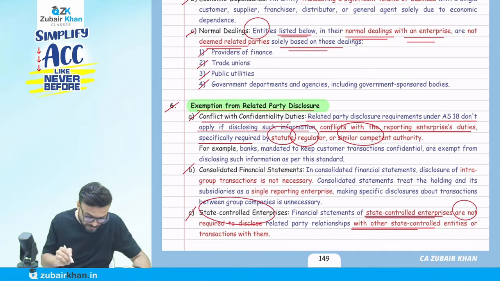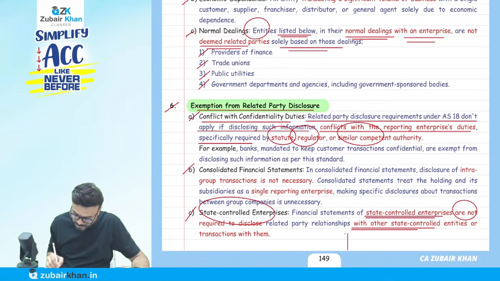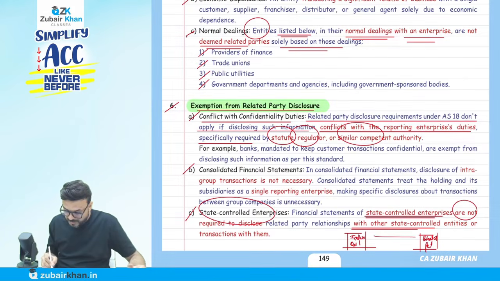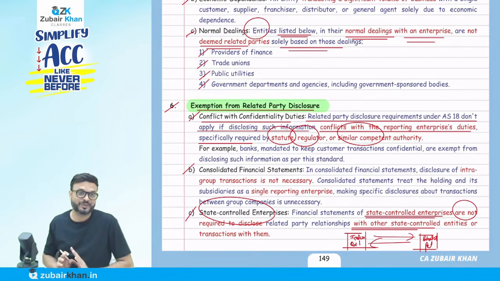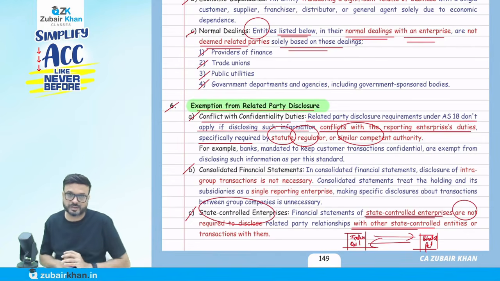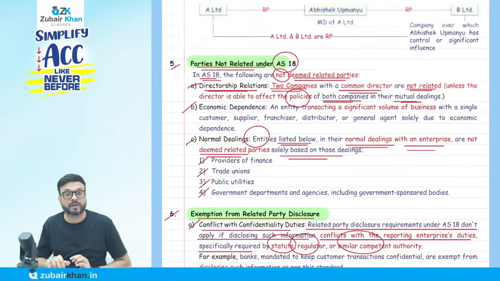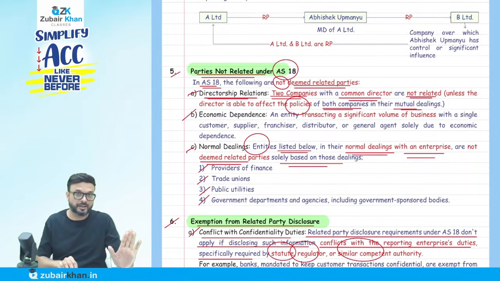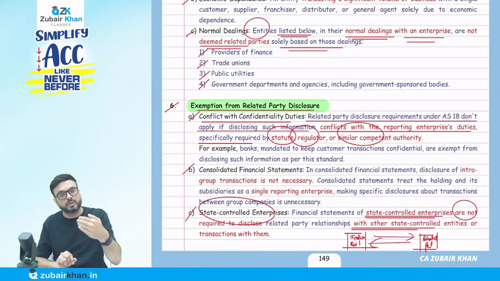Now, if I say there are two companies, example I am giving you: Indian Oil and Bharat Petroleum. They are state controlled, meaning controlled by the government. So when these two companies have a transaction, should they disclose it? No. Even though they are related, they are still not going to disclose that. That's it. So what is the difference between point number 5 and 6? Point number 5 talks about them not being related at all. In point number 6, they are related, but no need to disclose that.